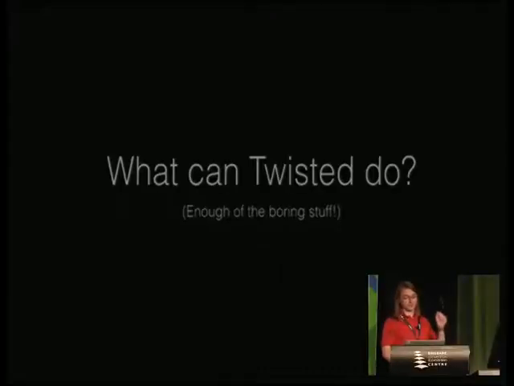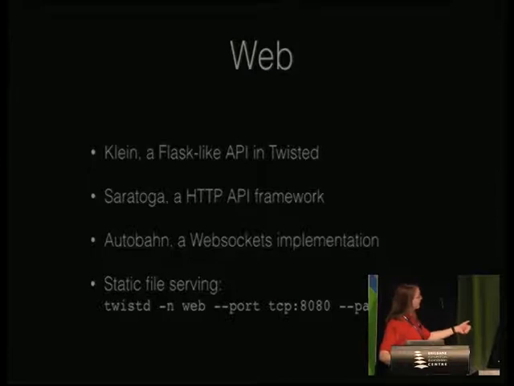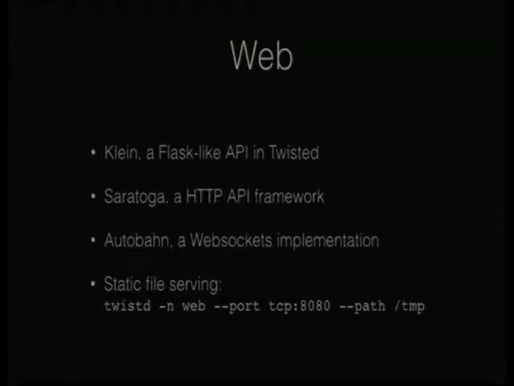So what can Twisted do? We have a Flask-like API called Klein. I am the release manager of that as well. Saratoga, HTTP API framework, which I wrote. There's a presentation on that on Sunday. It's got stuff in it. Autobahn, which is a WebSocket by Tavendo, and also WAMP.